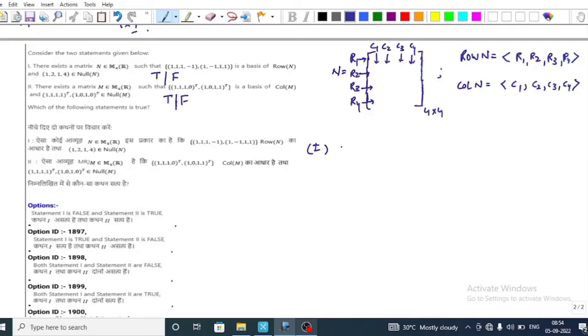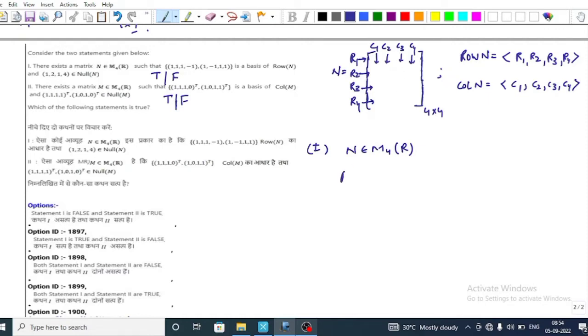Hello everyone, this is a question of CSIR-NET and this question has two parts, and we have to find out true and false. Actually this question is based on the concept of row space, column space and null space of a matrix. Now come to the first part. The matrix N belongs to M4R. We label their rows and columns.